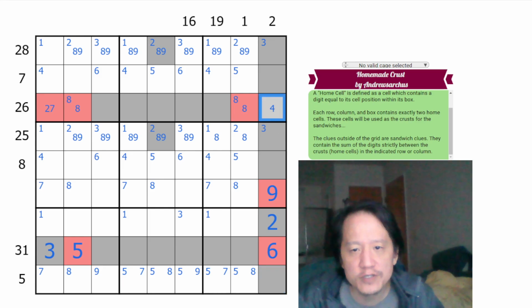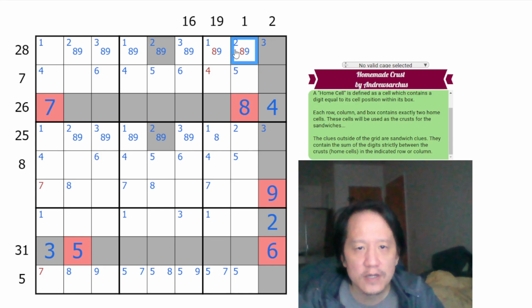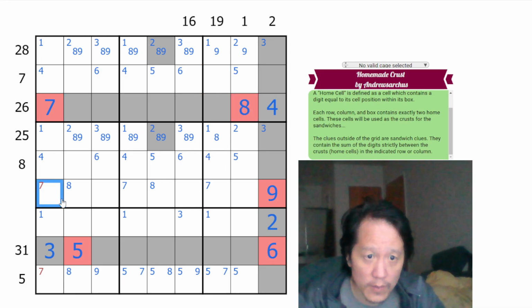So therefore, this has to be the 4. And this has to be the home cell, which is an 8. And this is a home cell, which is a 7. So we can remove this. This is not a home cell. This can't be 8. This can't be 8. And this can't be 8. And this can't be 8. This can't be 4 anymore. This can't be 7. And this can't be 7.